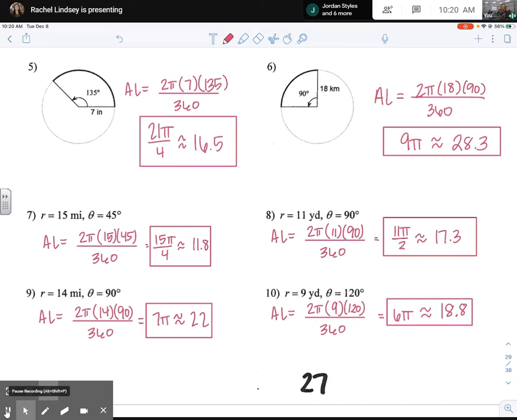And on the back of that page, on page 28, you're using sector area, which is the opposite formula. Pi r squared times theta over 360. And we know we're using that because the directions tell us we're using that.